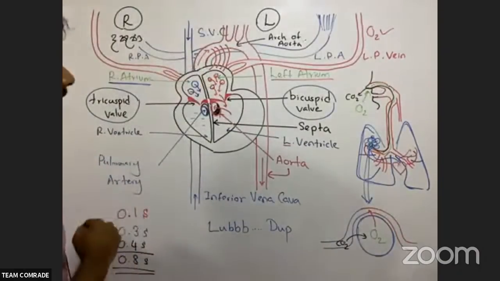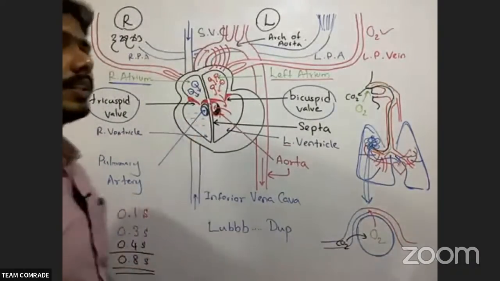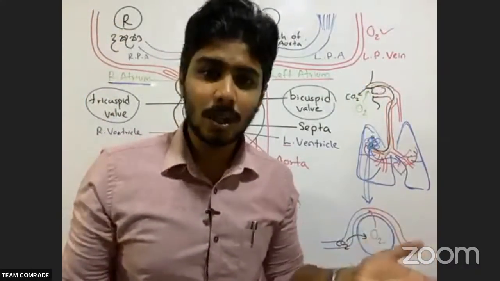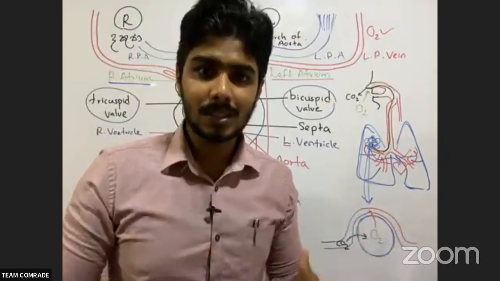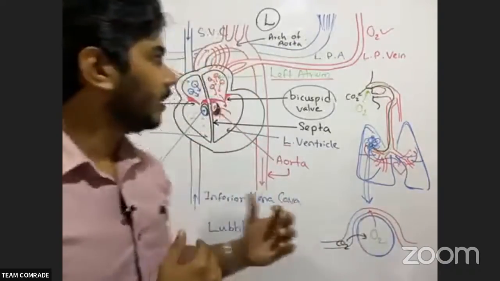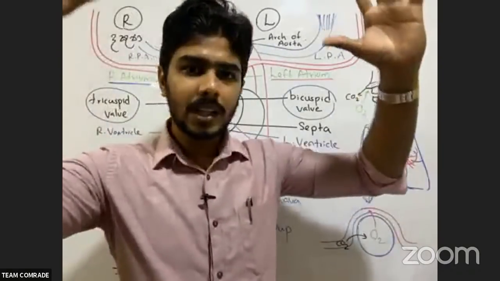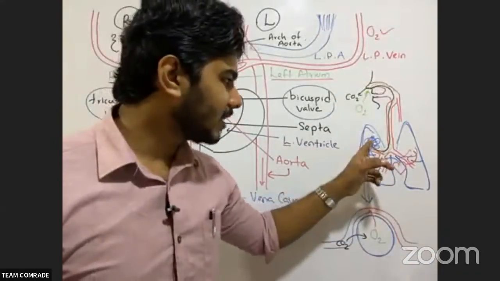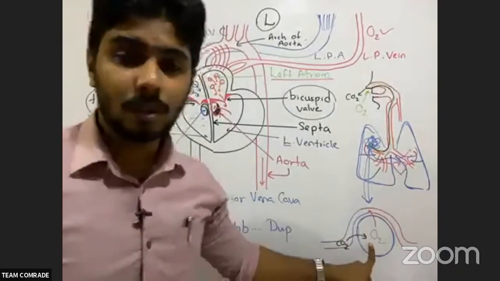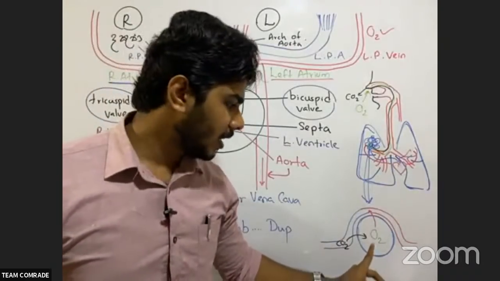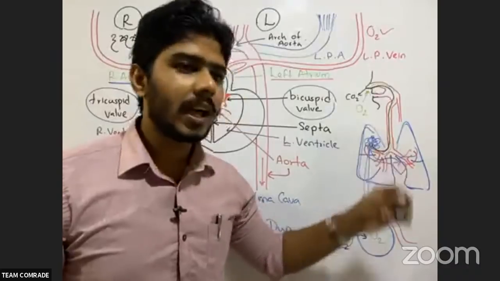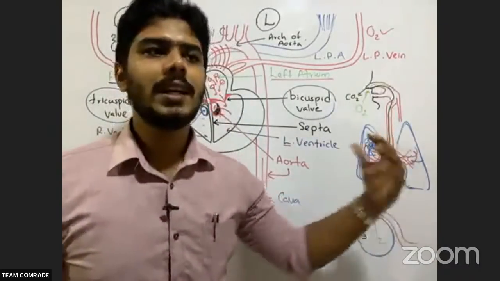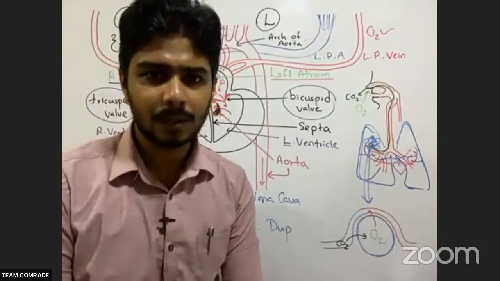Then it enters here and goes to the pulmonary arteries, which lead to the lungs. This is the actual blood circulation. Human circulation means this is what I'm telling you now. After going into the lungs, what happens? Millions of alveoli are there. Surrounding each and every alveolus, a lot of capillaries are there. They put oxygen in and get carbon dioxide back. This is happening always, right?